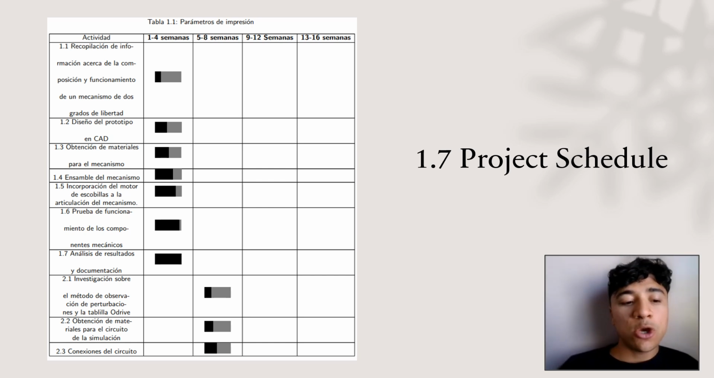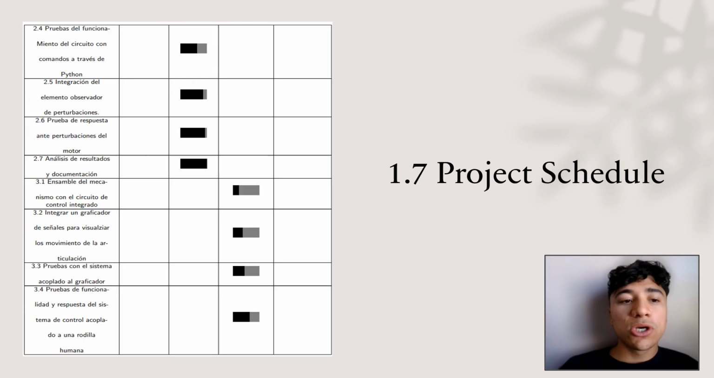For the second part, we're going to gather some information and investigate the perturbation observer method and the O-drive controller. Then we're going to gather some materials to make a circuit. Then we're going to integrate the circuit so that we can start doing some tests, check the results, implement the controller, and then analyze and document the results.